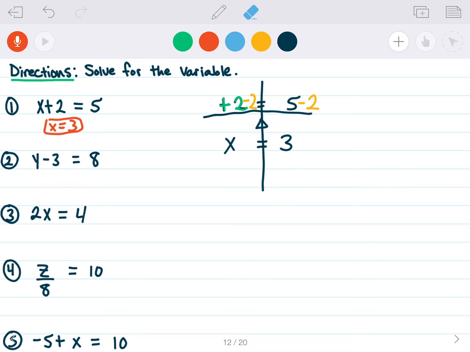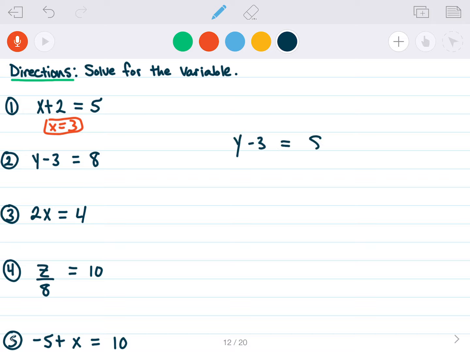Okay, let's do some more examples. So the next one we have is y minus 3 equals 8. I'm going to draw my line through the equal sign, and I'm working on the side with the variable. I want to do the opposite of subtraction by 3 to clear it out to 0, right? Because I want y by itself. That's the objective. So what's the opposite of subtraction by 3? Well, it's addition by 3.